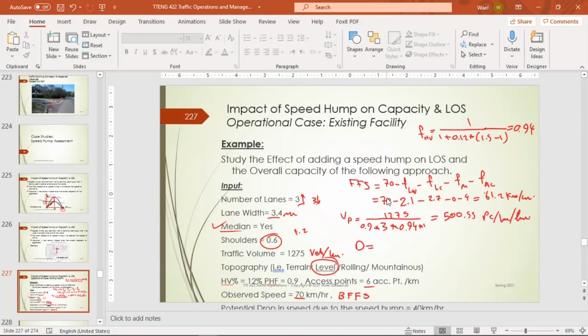So the density will be 500 divided by the speed, which is 61.2. So we have 8.18 passenger cars per kilometer per lane, which means we have a level of service, I believe this is near A almost. So that's the density here. Yes, it's between these two values, so it's a B.